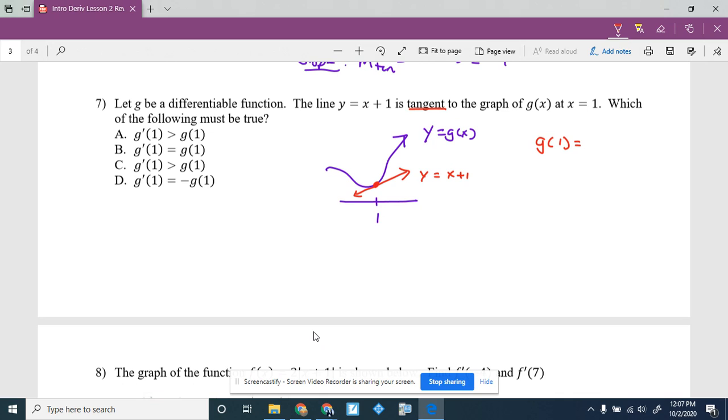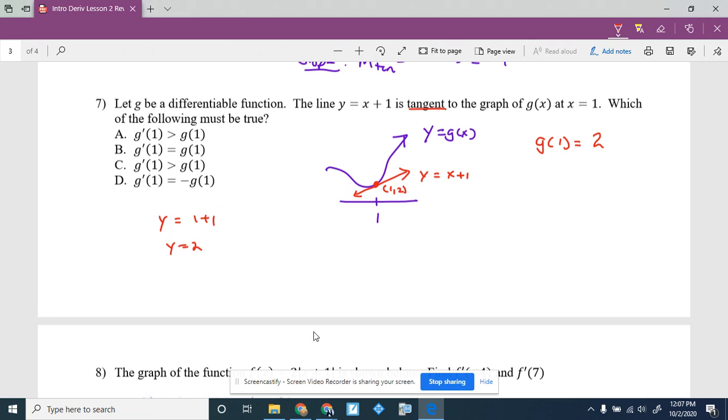No, I don't. But I do know that the graph, the function, and the tangent are sharing this point of tangency. So if I went ahead and plugged 1 into my line, 1 plus 1, and got 2, then it would make sense that this y value here would be 2. So I know off the bat that g of 1 is 2. So that's pretty helpful, okay?